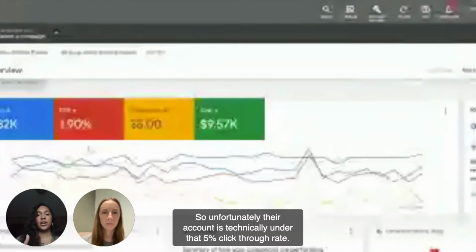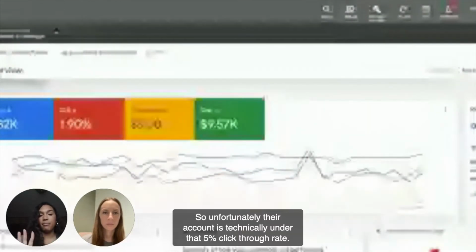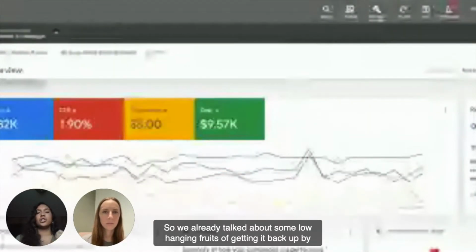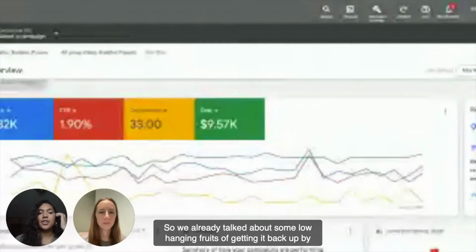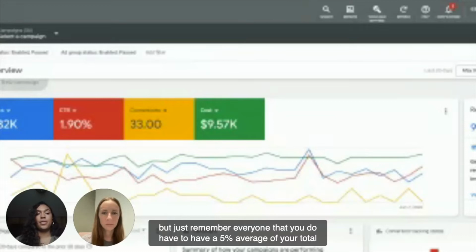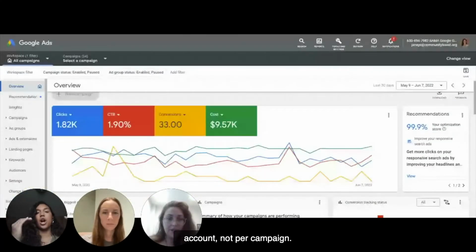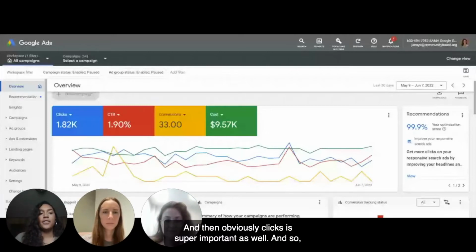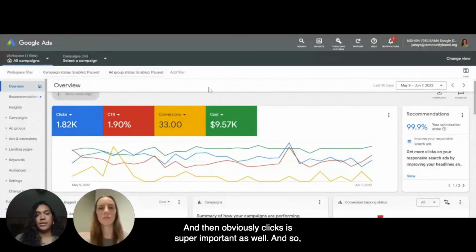So unfortunately, their account is technically under that 5% click-through rate. So we already talked about some low-hanging fruit of getting it back up by pausing some campaigns. But just remember, everyone, that you do have to have a 5% average of your total account, not per campaign. And then obviously clicks is super important as well.